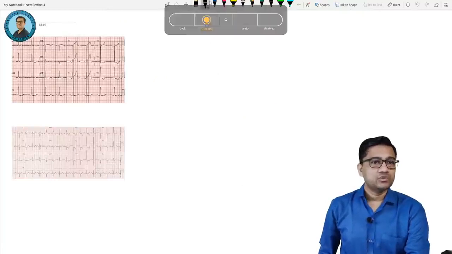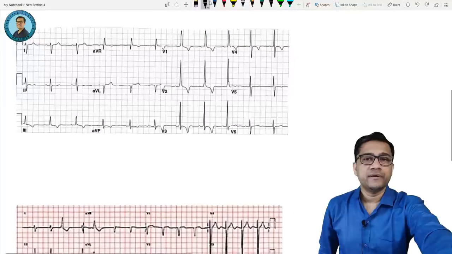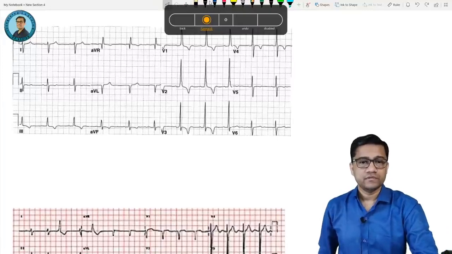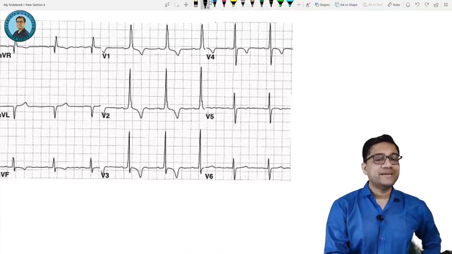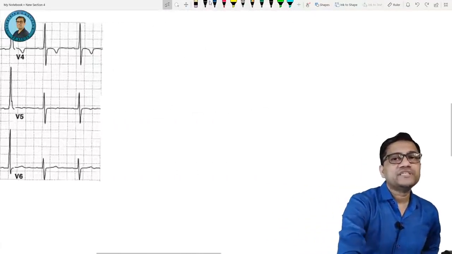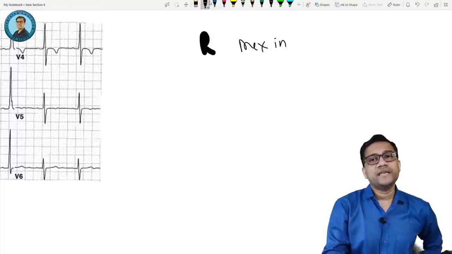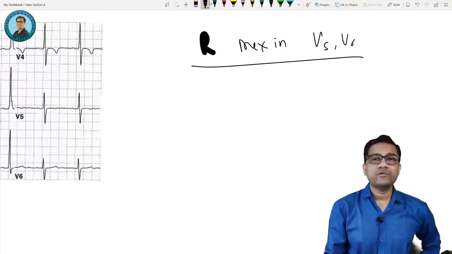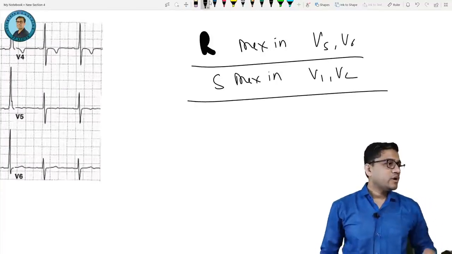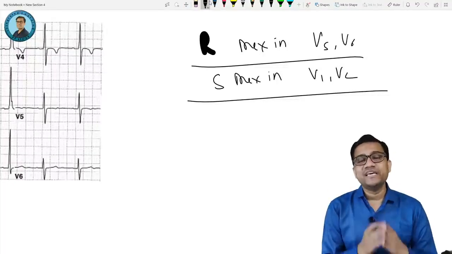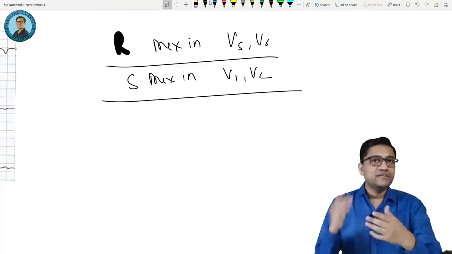So we will take some normal ECG and show this. Can you see this? So now see something here: the R is bigger in V1, that is something which is not normal. Why? Because we have just learned that R is maximum in V5, V6, and S is maximum in V1, V2. Are you clear? So if there is any problem, you will see a change. So once again, R is maximum in which leads? V5, V6. S is maximum in V1 and V2.